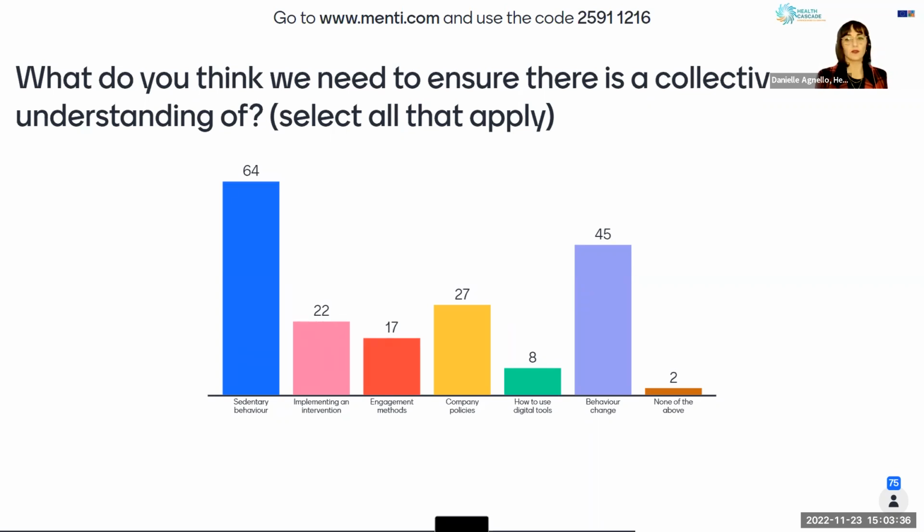Okay, I see responses are slowing down. So Mira, do you see the type of areas you were collectively building capacity on?